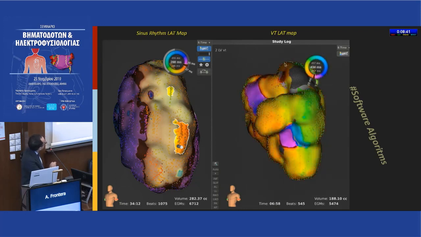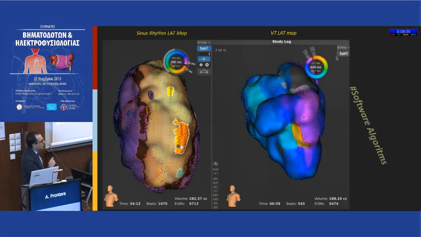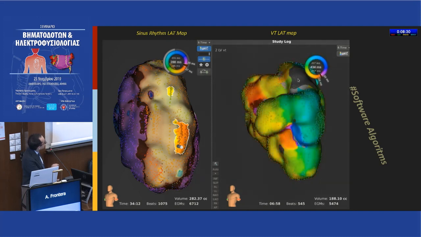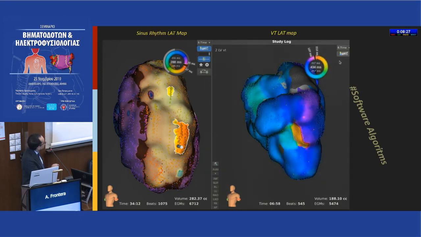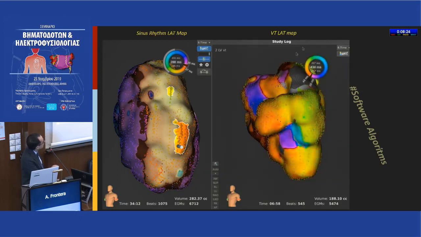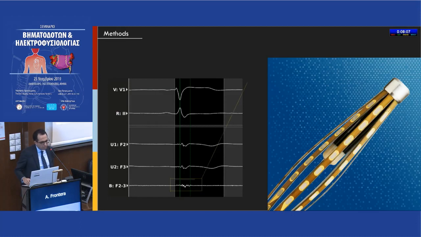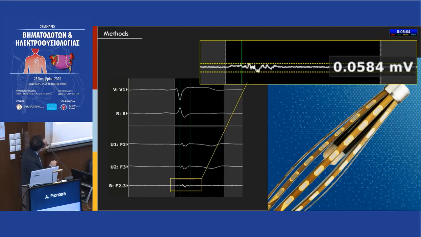But also you can play with other algorithms like the one by Boston Scientific. This is the LumiPoint, and you see during sinus rhythm, this is the highlighted area automatically done by the system, which corresponded exactly to the VT circuit. You see here, this is the entrance, the isthmus, and the exit site of the VT. So this is the Orion tool. It's a really great catheter. The electrode is very tiny. It's 1.4 square millimeters and is 1.7 millimeter the interelectrode distance. This is able to map such tiny, long fractionated EGMs.